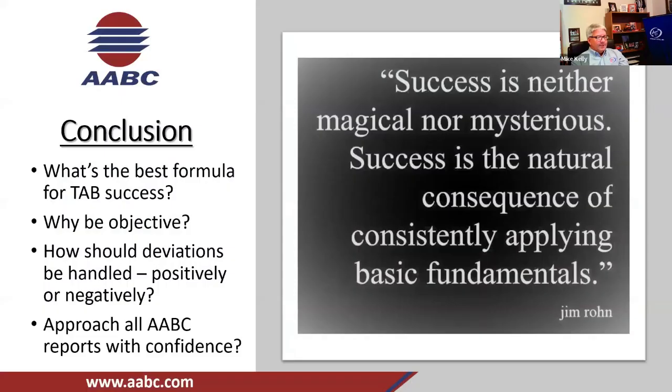What's the best formula for TAB success? Why the objective? I think I answered the first question with the second question. How should deviations be handled, positively or negative? Approach all AABC reports with confidence.